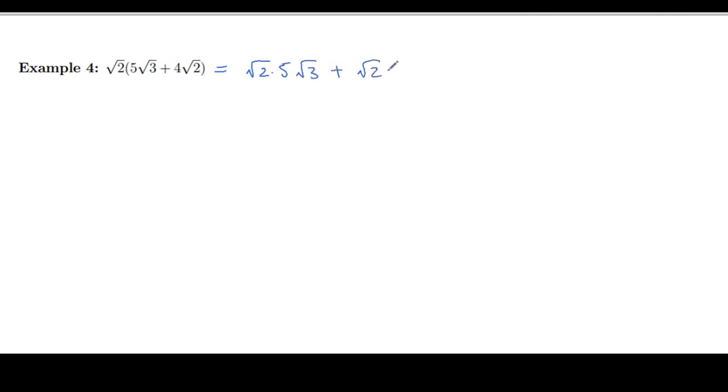So root 2 times this, and now we can combine like terms together. So this one would be 5 root 2 times 3 root 6, and then 2 times 2. Root 2 times root 2 is 2, so 2 times 4. So this would be 5 root 6 plus 8. And there's no more simplification we could do for this one.